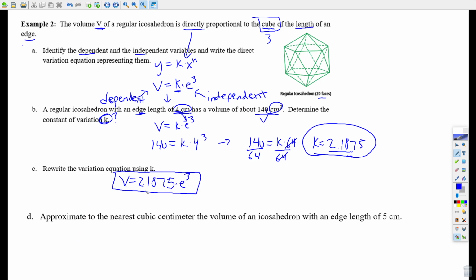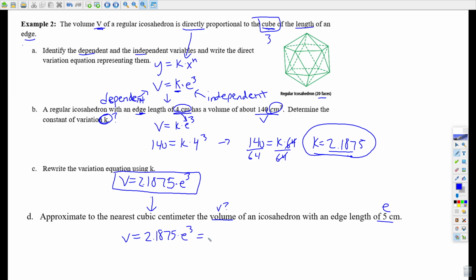Okay, so now we can use this anytime we're talking about the regular icosahedrons. Part D, approximate to the nearest cubic centimeter the volume, so we don't know V, of an icosahedron with an edge length of 5 centimeters. So we're going to take our new formula down here, trying to find volume. So V equals 2.1875 times edge length of 5 centimeters, that's E, times E to the 3rd.